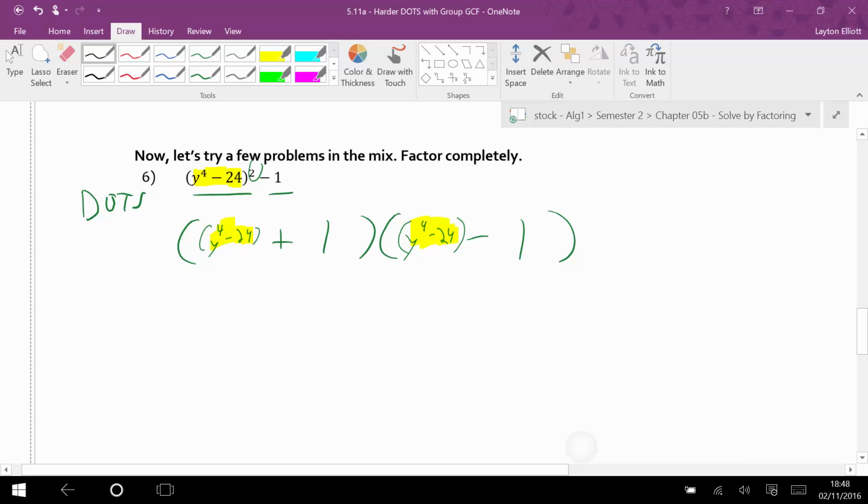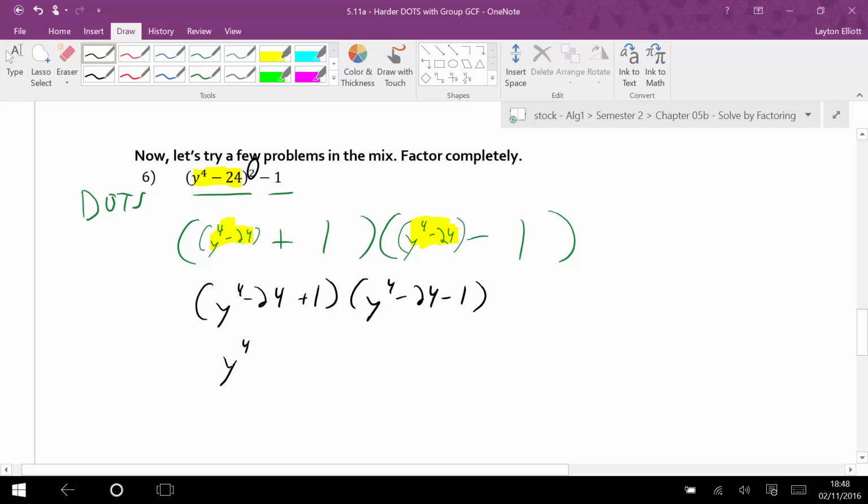The reason is because it was to the second power. Now it's to the first power. And it is to the first power because if I multiply these back out, I need to get y to the fourth minus 24 squared. Now I'm going to drop these parentheses, y to the fourth minus 24 plus 1, and y to the fourth minus 24 minus 1. So then I get y to the fourth minus 23 and y to the fourth minus 25.